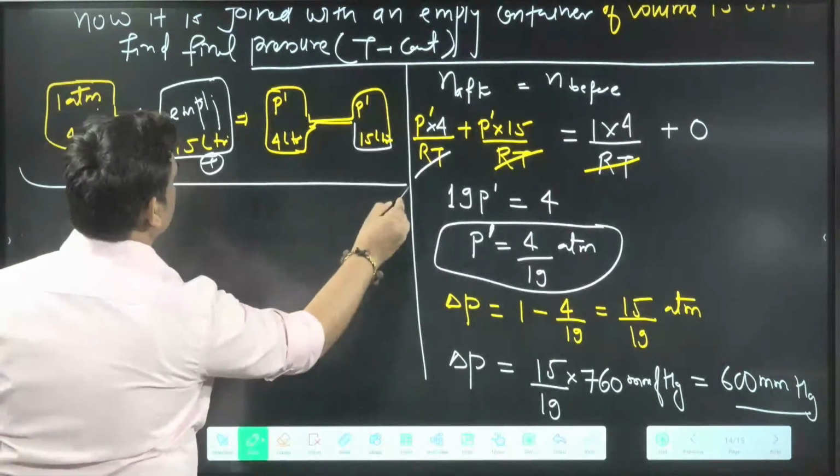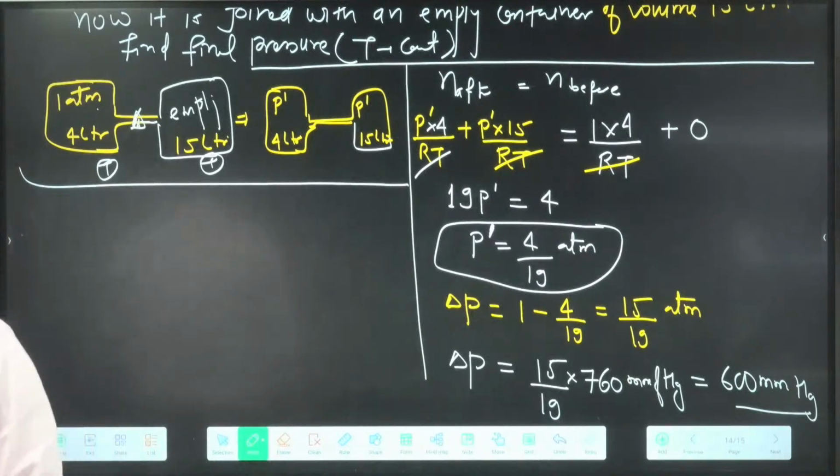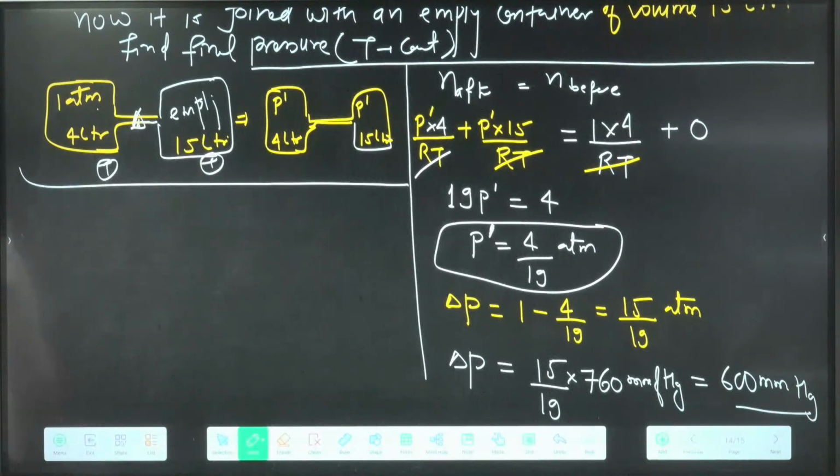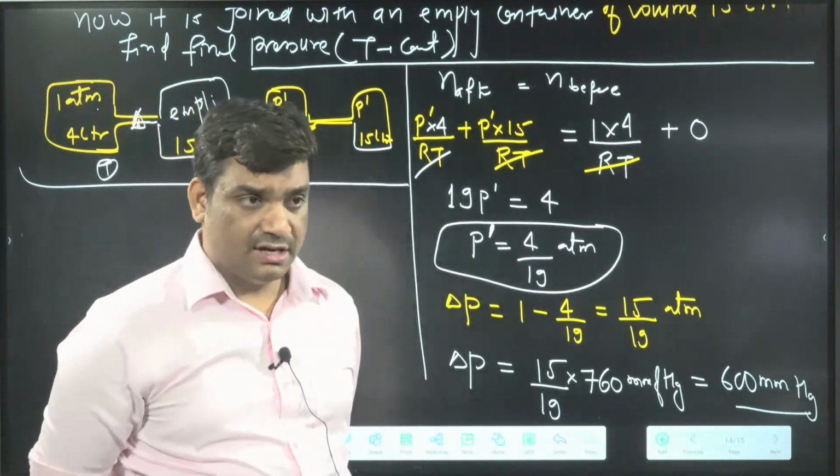Here we have used one method. I will tell you one more method for this question. This n before equal to n after is valid everywhere. Whatever the question, we can use n before equal to n after.